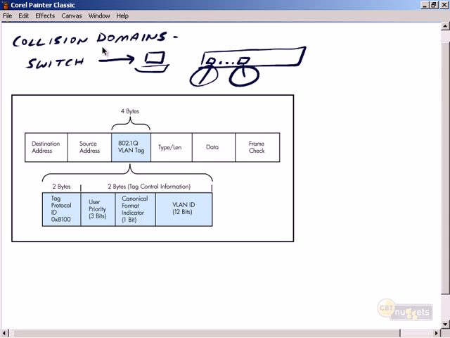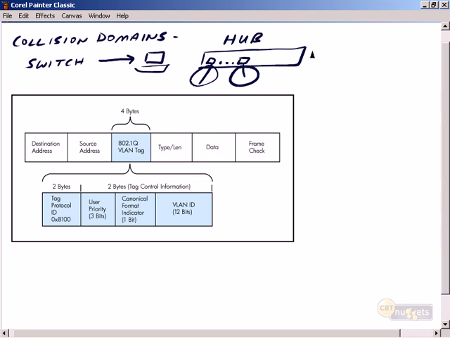Now, one more thing about collision domains. Remember, if it's a switch, the collision domain is the device and the switch. If a hub is used, which may be a wireless hub, the collision domain is going to be all the devices that connect to the hub. Don't forget that.